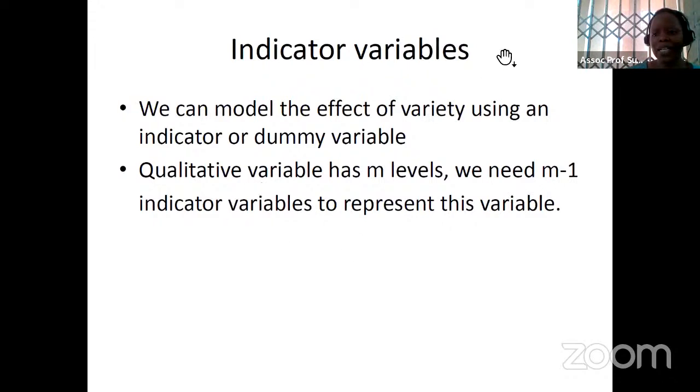So let's see, assuming that we have an indicator variable. So our indicator variable is variety. And there is variety 1. I chose a vanishing pen. Sorry about that. Okay, so we have variety 1 and variety 2.